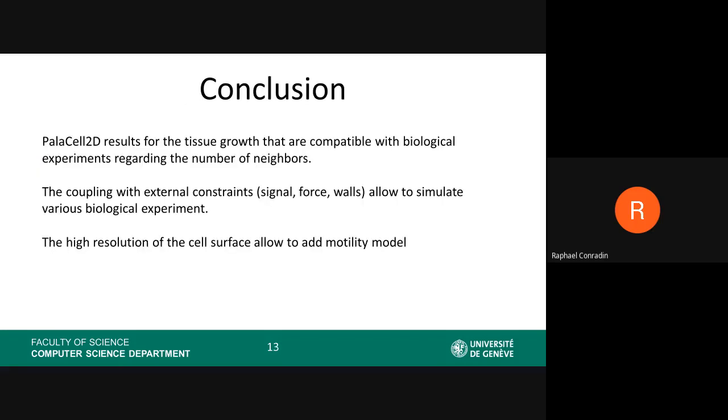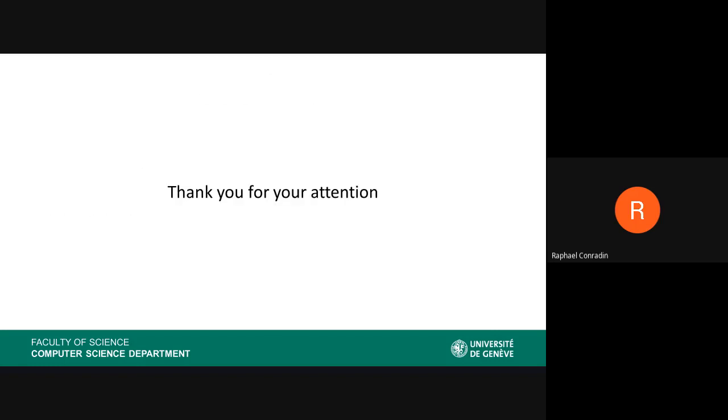So in conclusion, PalaCell2D: the results that I have for tissue growth are compatible with biological experiments regarding the number of neighbors. The coupling with external constraints like signaling or force or wall allows to simulate easily a lot of different biological experiments, and the high resolution of the cell surface allows to add some motility model like in the bachelor project. So thank you for your attention.